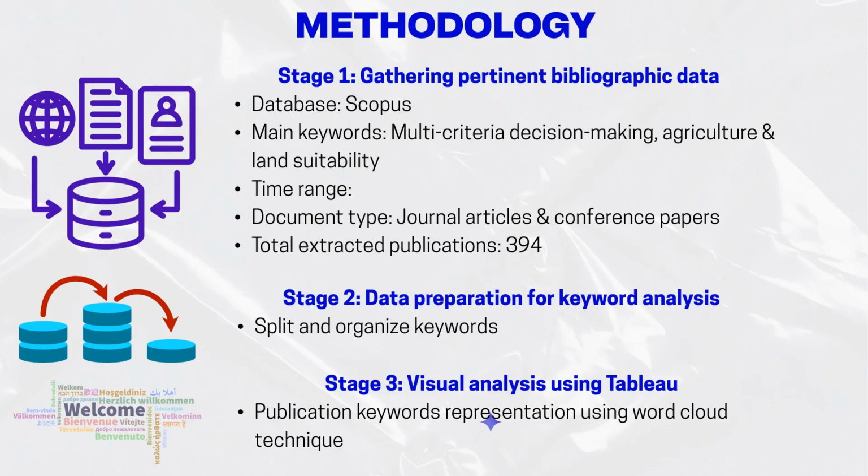Coming to the methodology part, to be precise, our keyword analysis comprises three main stages. The analysis started with gathering bibliometric data from the Scopus database, and to find the relevant publications we used search terms like multi-criteria decision making, agriculture and land suitability, ensuring these terms appeared in the title, abstract or keywords. We also included synonyms of these terms to ensure a thorough search.